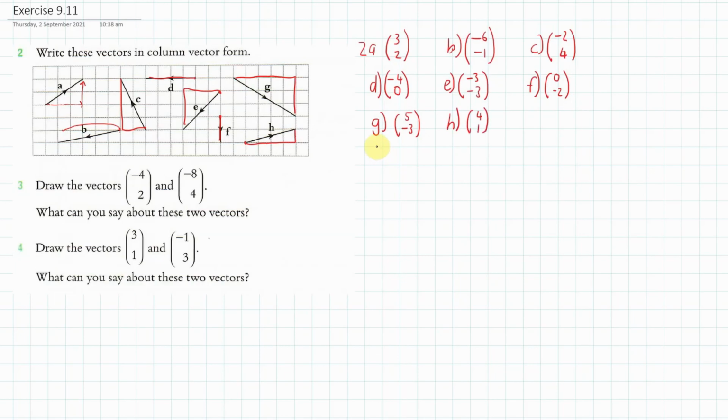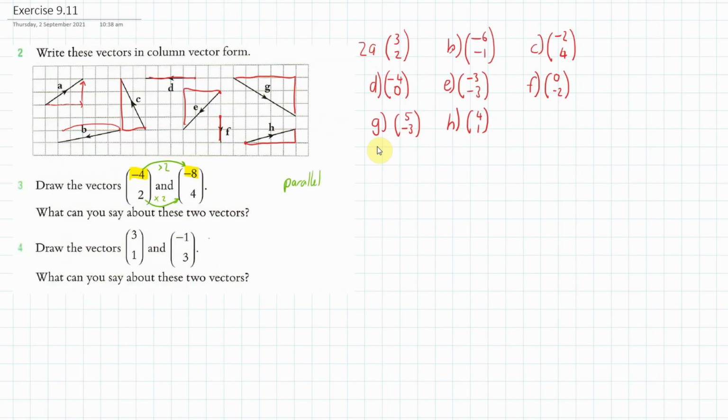Now let's take a look at these two vectors here. Perhaps we'll use a highlighter rather than just crossing it out. Minus 4, 2 and minus 8, 4. Well, look at what we've done here. We've multiplied that by 2, and you can see that we've multiplied that by 2 as well. We can say that the vectors are parallel. Now let me show you why that is.